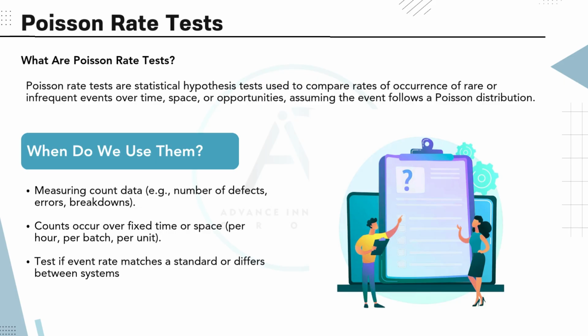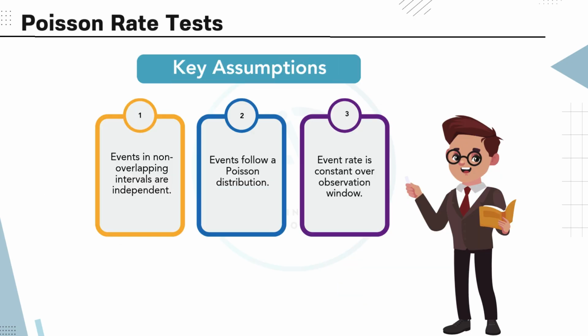We use Poisson rate tests in three key scenarios. 1. When we are measuring discrete count data like defects, errors, complaints, etc. 2. When these counts are distributed across time or space, for example, how many breakdowns occur per hour, or how many errors are reported per batch. 3. And finally, to statistically verify whether the event rate matches a target or differs significantly between two processes or systems.